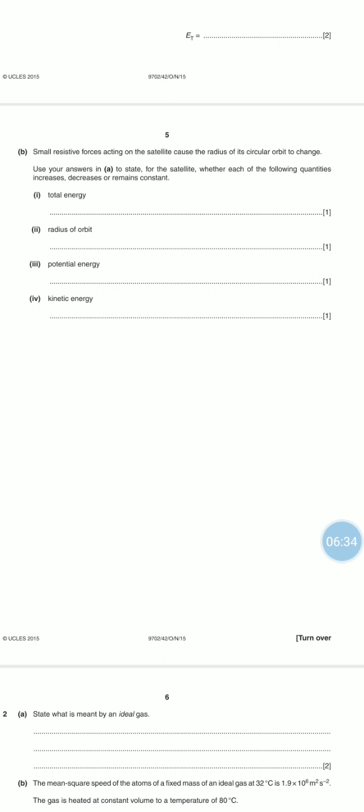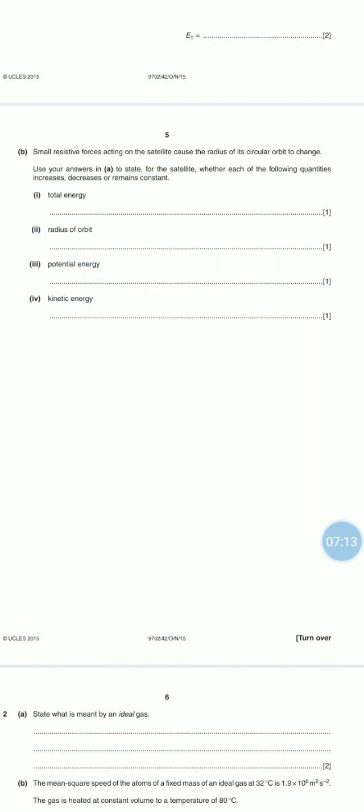Part B: small resistive forces acting on the satellite cause the radius of its circular orbit to change. Use your answers to state for the satellite whether each of the following quantities increases, decreases or remains constant. Resistive forces acting means it is having an effect on the total energy. So the total energy would decrease.